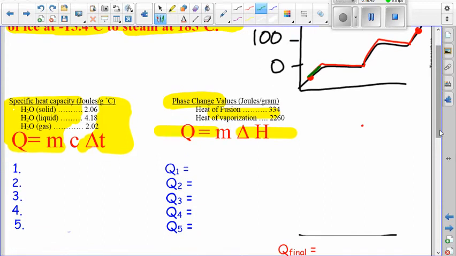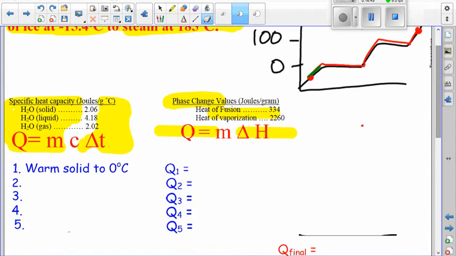So, what we're doing is we are warming the solid to 0 degrees Celsius. And you guys don't have to write this part down if you don't want to. I would just focus on the Q's if that's what you want to focus on. Or you're only going to pick one.